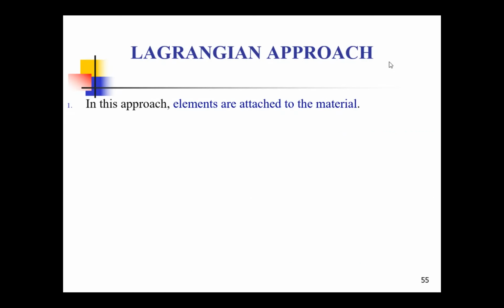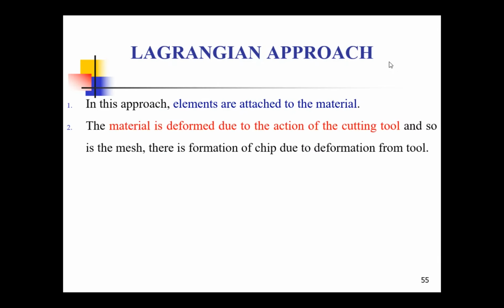In the case of the Lagrangian approach, the elements are attached to the material. In the previous condition, Eulerian, the elements are spatially fixed, but here the elements are attached to the material. So that is the difference between the Eulerian and Lagrangian approaches. The deformation of the material takes place because of the shearing action of the cutting tool, so that the chip will be formed.